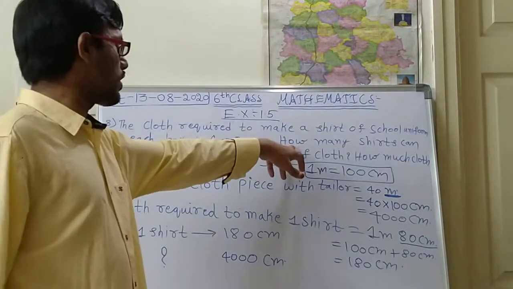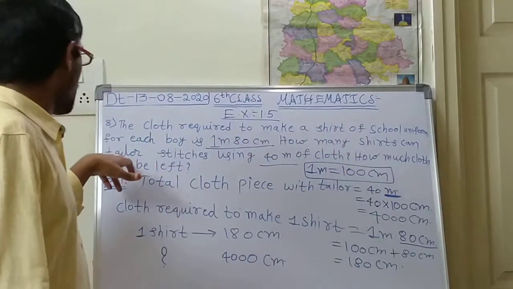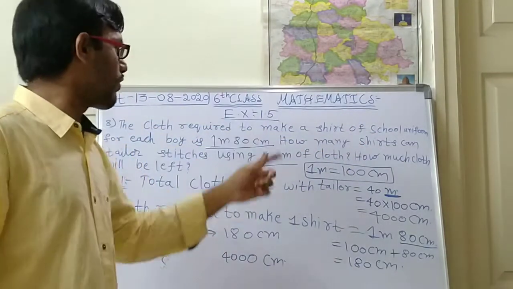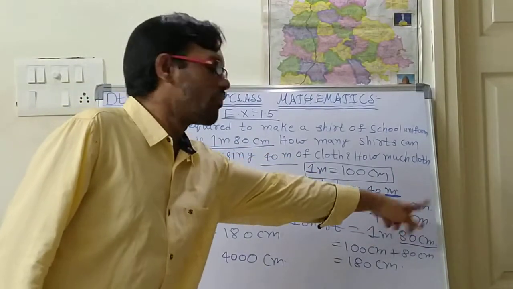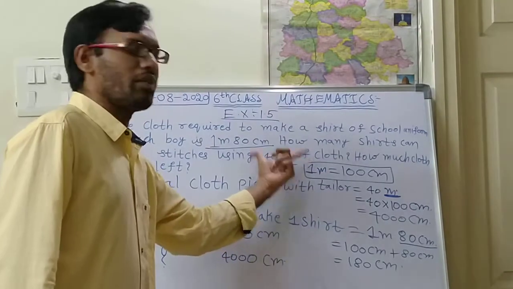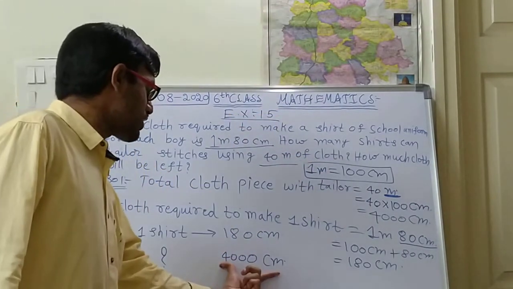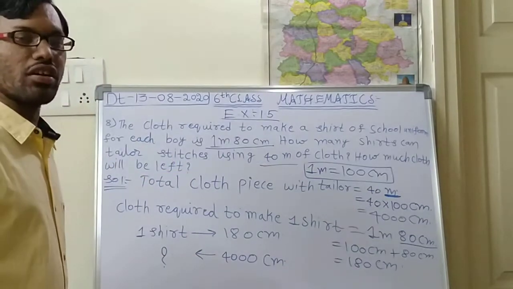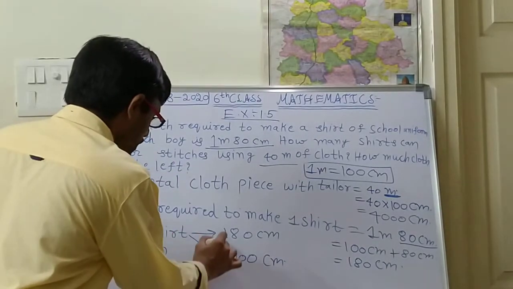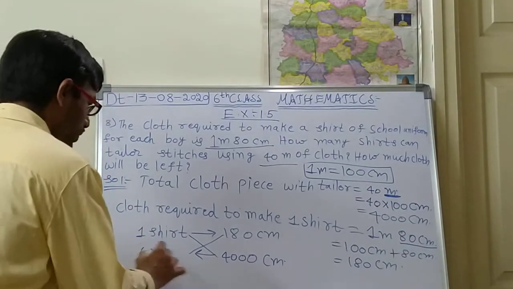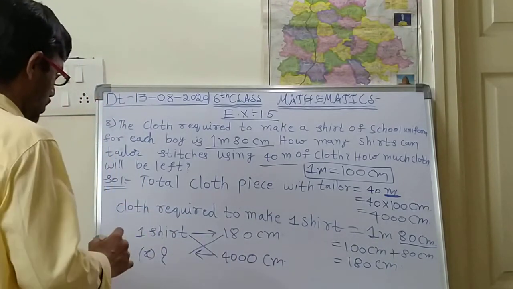So what is the question? How many shirts can the tailor stitch using 40 meters of cloth? We have converted 40 meters into 4000 centimeters. So this 4000 centimeters is 40 meters only. So for 4000 centimeters, how many shirt pieces will be coming? That is the question. So same as this, cross multiplication. Consider this as x.